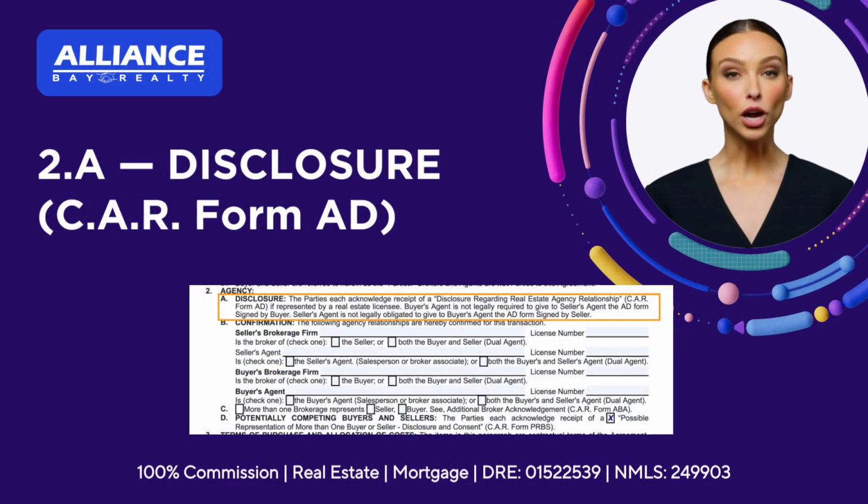Section 2.a of the RPA is disclosure. What the clause says: each party acknowledges receipt of the disclosure regarding real estate agency relationship, CAR Form AD, from the licensee who represents them. Buyer gets AD from buyer's agent. Seller gets AD from seller's agent. The AD should be delivered at first substantive contact, often at the listing or buyer consultation stage, not just at offer time. Check your file. Do I have a signed AD from my client? If not, pause and get it signed.